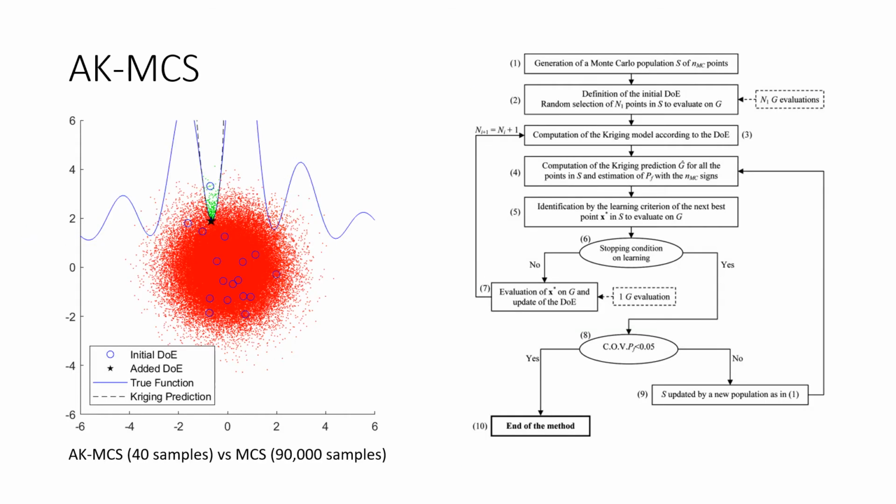So this is an example of the AKMCS on Monte Carlo. It will pick the samples that are close to the limit state function, while also picking the samples that are as far away from each other as possible. As you can see, at the start, the limit state function is not good, but by adding more samples, the limit state function is good enough.